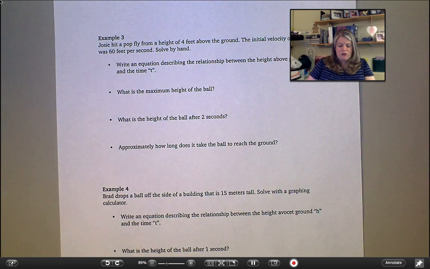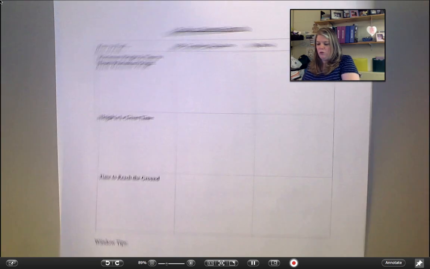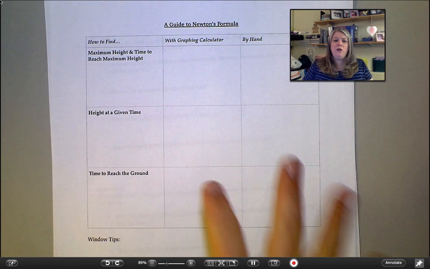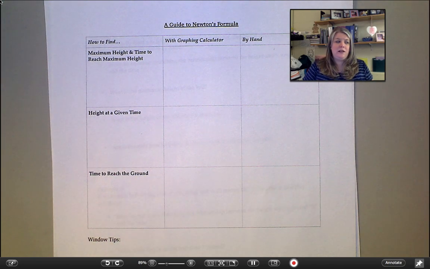And then I'm not sure if I left this page in your notes or not. If I did leave this in your notes, we are going to do this table together in class, probably when I see you on Monday. So if you have this in your notes, don't worry about that for today.